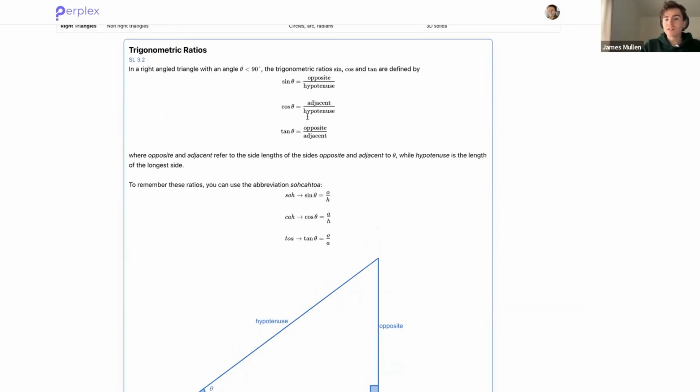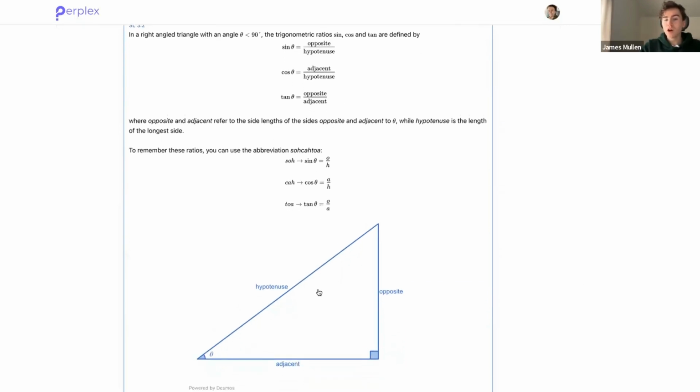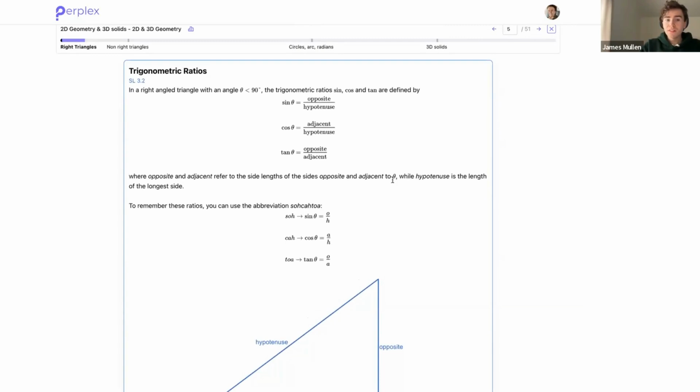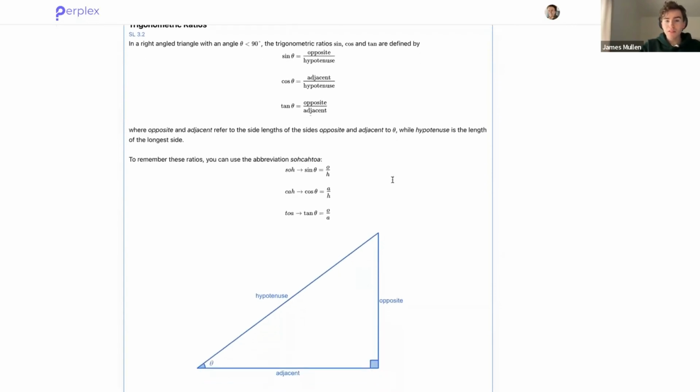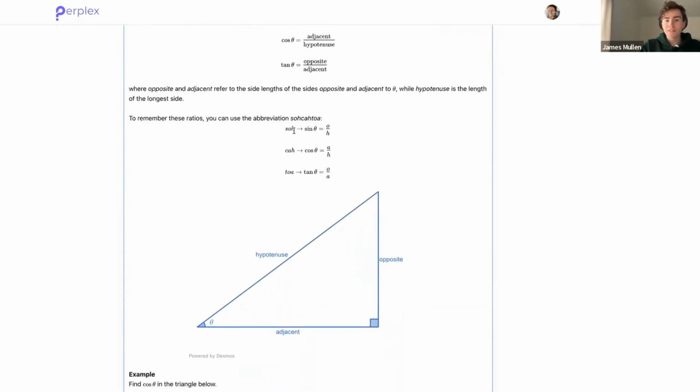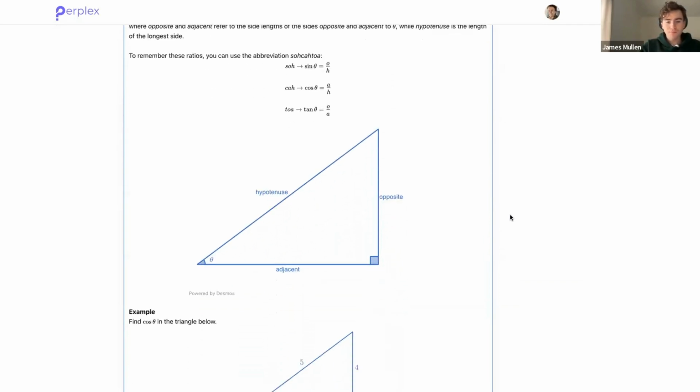And notice that sine and cos are both related to the hypotenuse, and tan is the one that is not related to the hypotenuse. Now you can remember these by using the trick SOHCAHTOA, because I have SOH for sine of opposite over hypotenuse, CAH for cosine of adjacent over hypotenuse, and TOA for tan of opposite over adjacent. So SOHCAHTOA is a good mnemonic for remembering this.